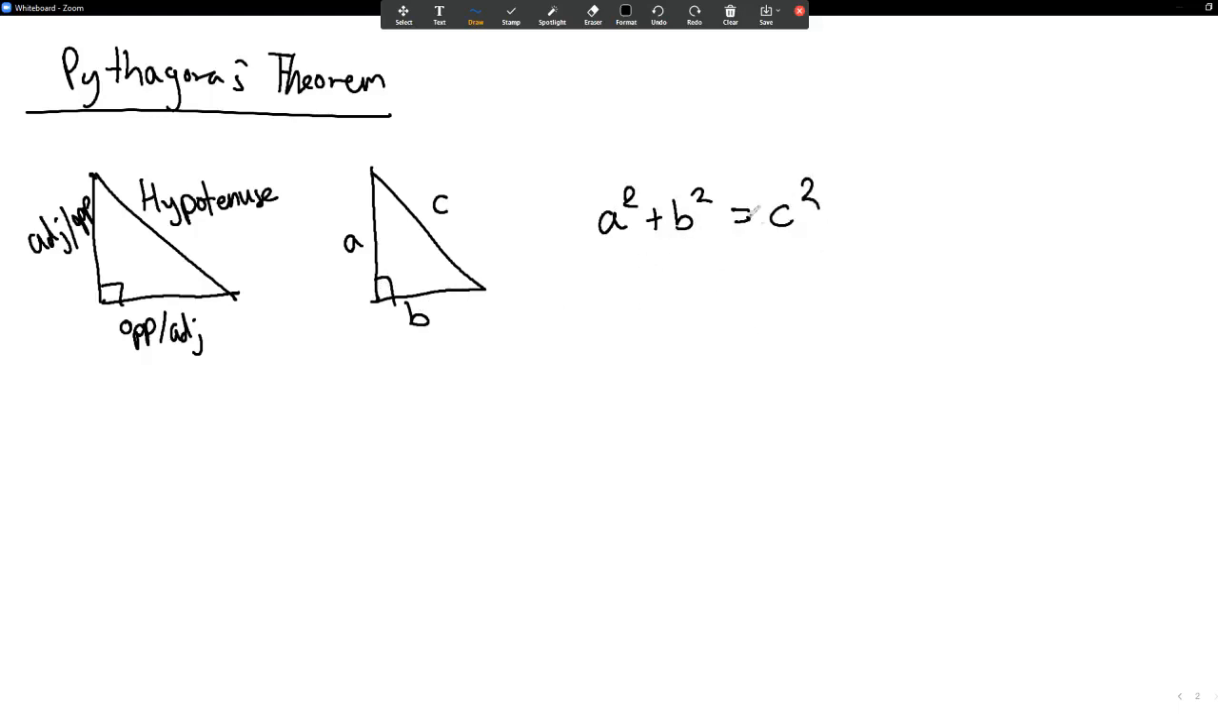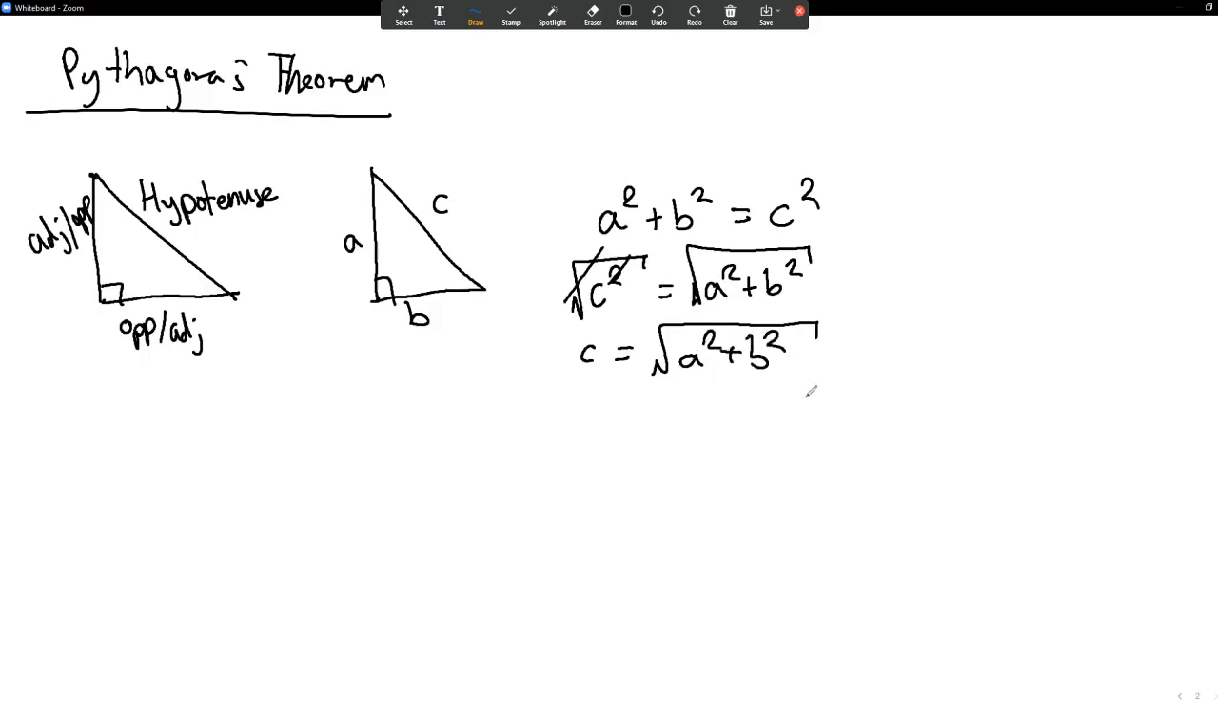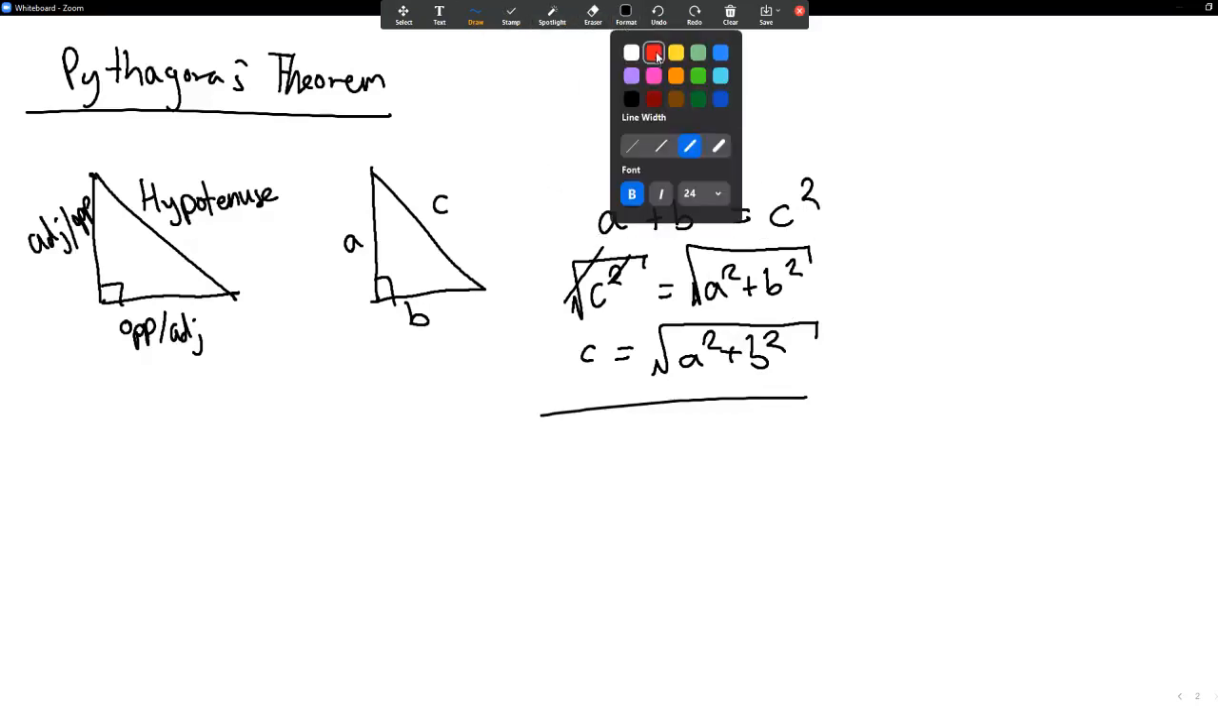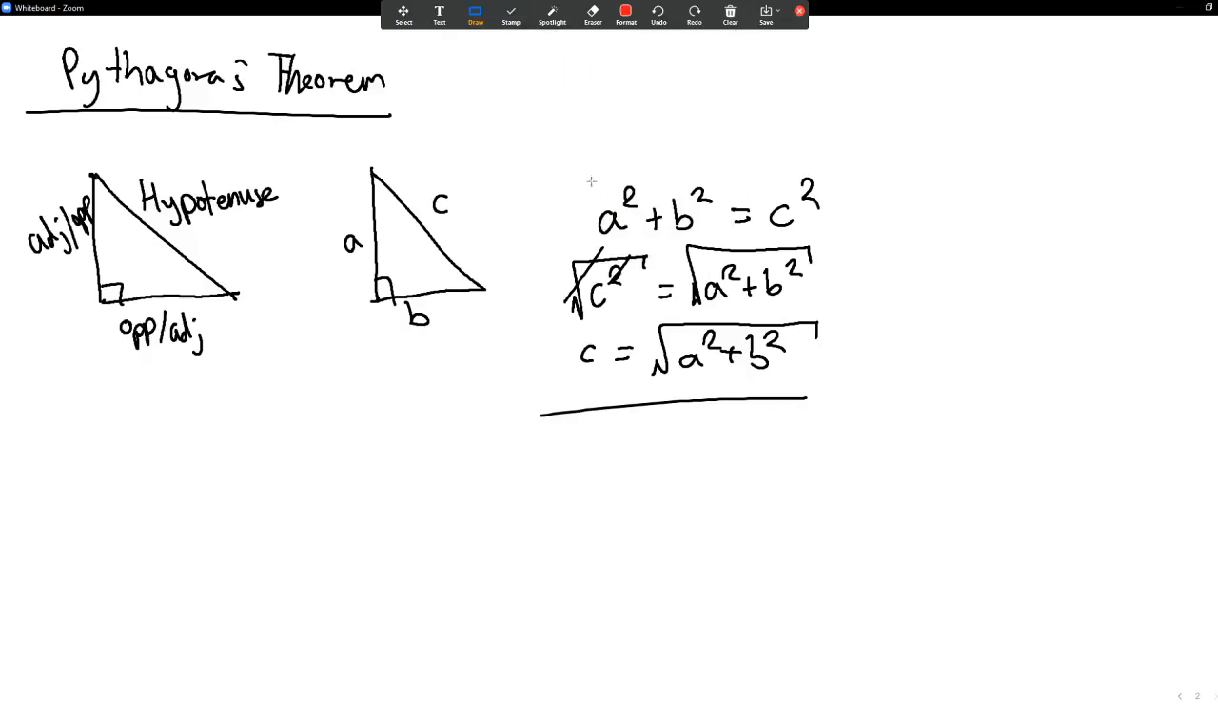And another way of writing this is by square rooting both sides. We get c squared square rooted equals a squared plus b squared square rooted. And since the square root is the inverse of the square, these two cancel out, giving us c equals the square root of a squared plus b squared. But either of these formulae will suffice. But it's good to remember this one.